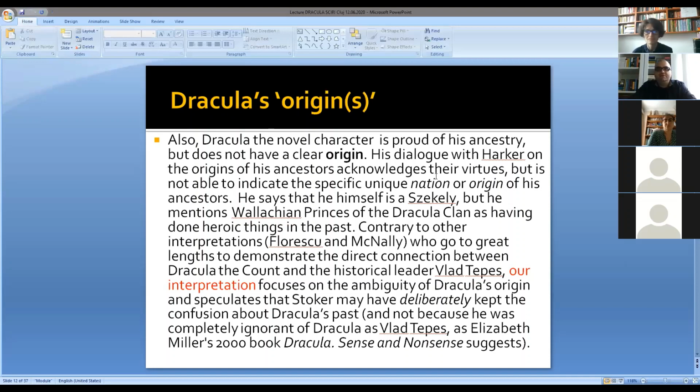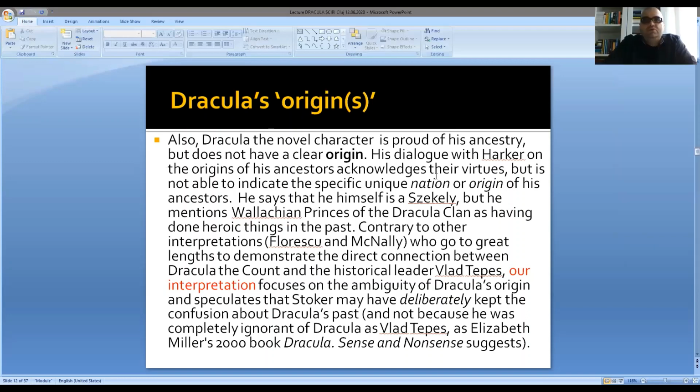He says that he himself is a Szekely in the novel, but he mentions Wallachian princes of the Dracula clan as having done heroic things in the past. Contrary to other interpretations of historians, such as Florescu and McNally, who go to great lengths to demonstrate the direct connection between Dracula the Count and the historical Vlad Tepes, our interpretation focuses on the ambiguity of Dracula's origin and speculates that Stoker may have deliberately kept the confusion about Dracula's past, and not because he was completely ignorant of Vlad Tepes, as Elizabeth Miller's book from 2000 suggests. The book is called Dracula: Sense and Nonsense.